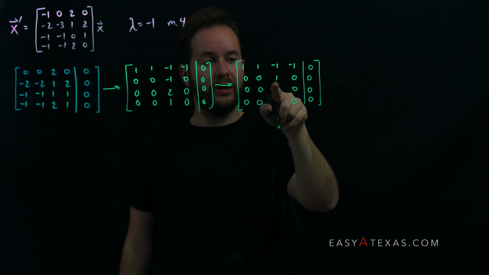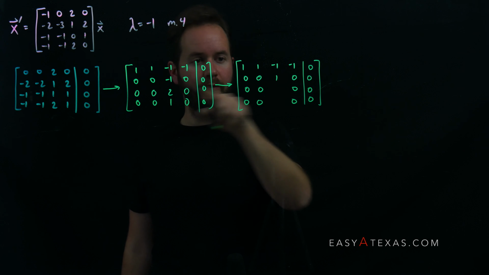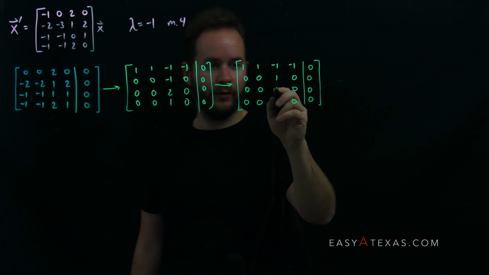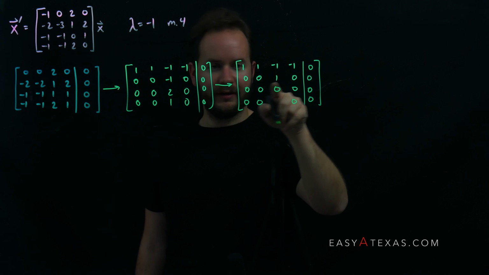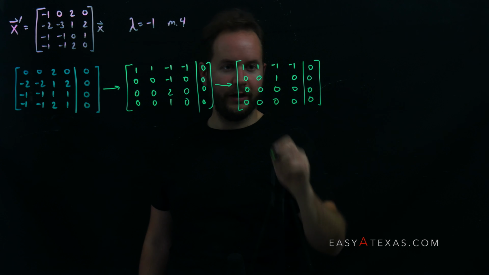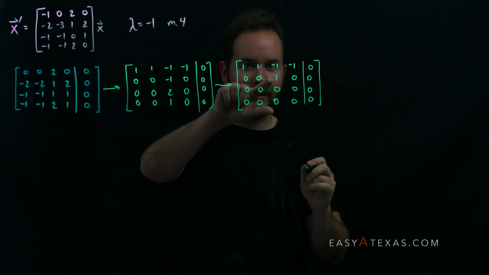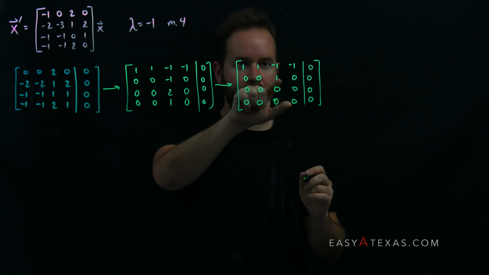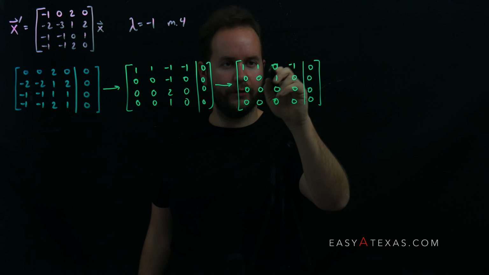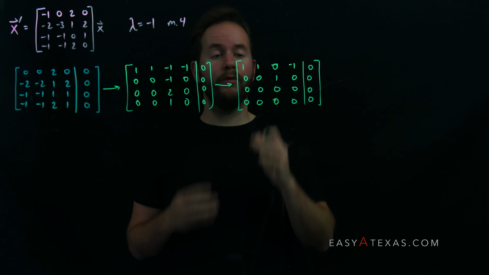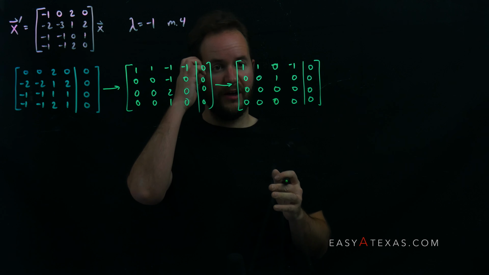Now that I have a 1 here, I'm going to use this 1 to get zeros below. -2 times 1 is -2, added to 2 is 0. Same thing, -1 times 1 is -1, added to 1 is 0 here. I'm going to use this 1 to make a 0 above. So I'm going to add this row to the top row, and that's going to give me a 0 here instead. Okay, this is the row-reduced echelon form of my matrix.